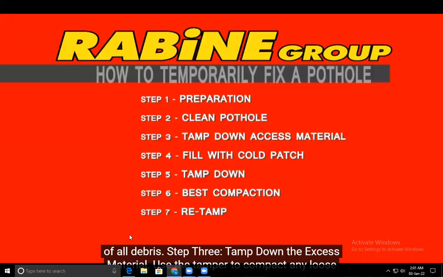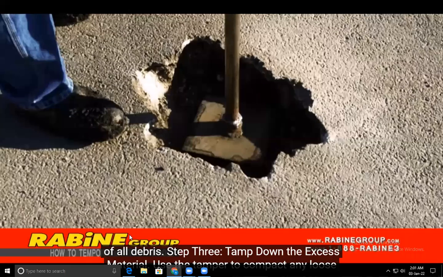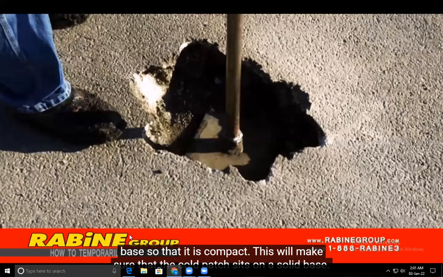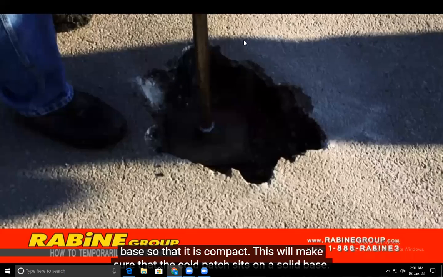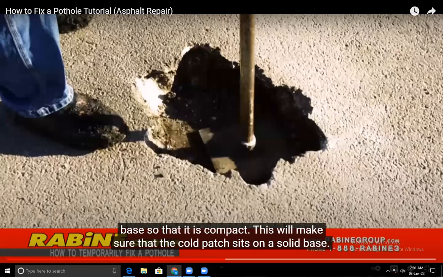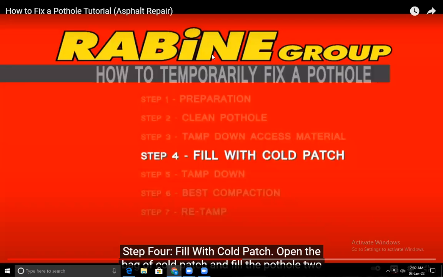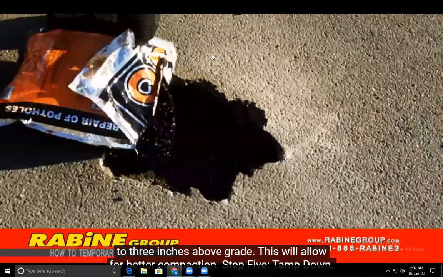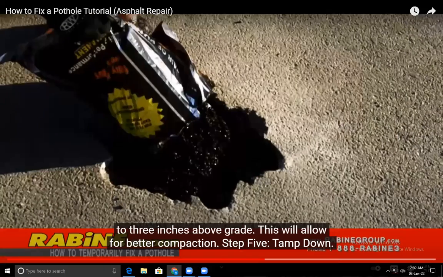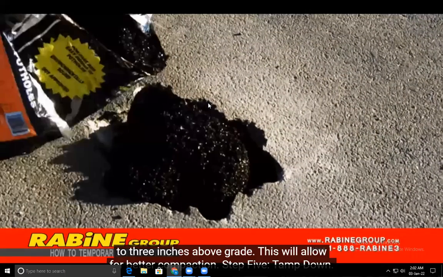Step 3. Tamp down excess material. Use the tamper to compact any loose base so that it is compact. This will make sure that the cold patch sits on a solid base. Step 4. Fill with cold patch. Open the bag of cold patch and fill the pothole 2 to 3 inches above grade. This will allow for better compaction.